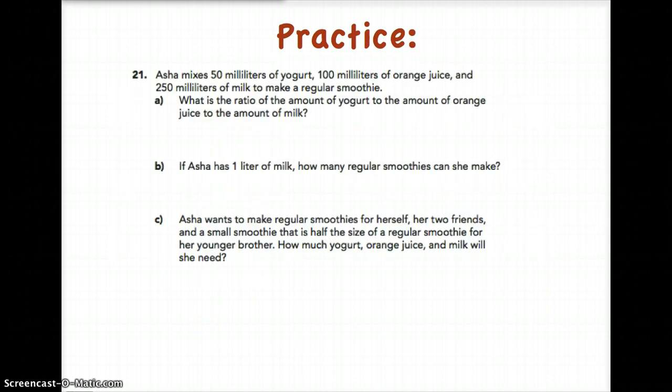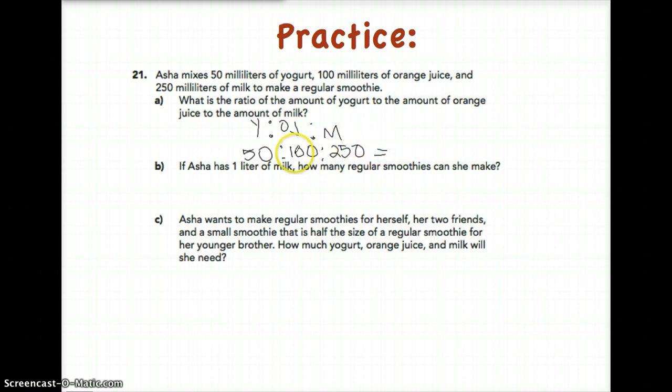Asha mixes 50 milliliters of yogurt, 100 milliliters of orange juice, and 250 milliliters of milk to make a regular smoothie. What is the ratio of the amount of yogurt to the amount of orange juice to the amount of milk? Okay, so we have to create a ratio of the amount of yogurt, I'm going to write it all out, to the amount of orange juice to the amount of milk. And they're all in milliliters, so I can leave it in the same form. So it's 50 to 100 to 250. And we can reduce, so we will.